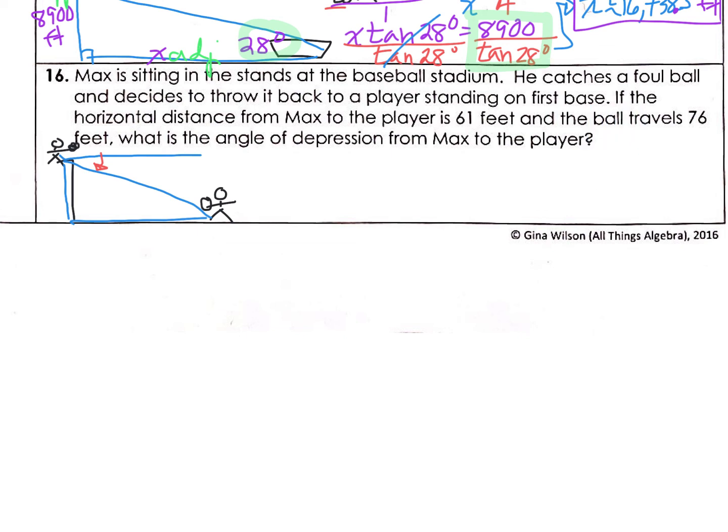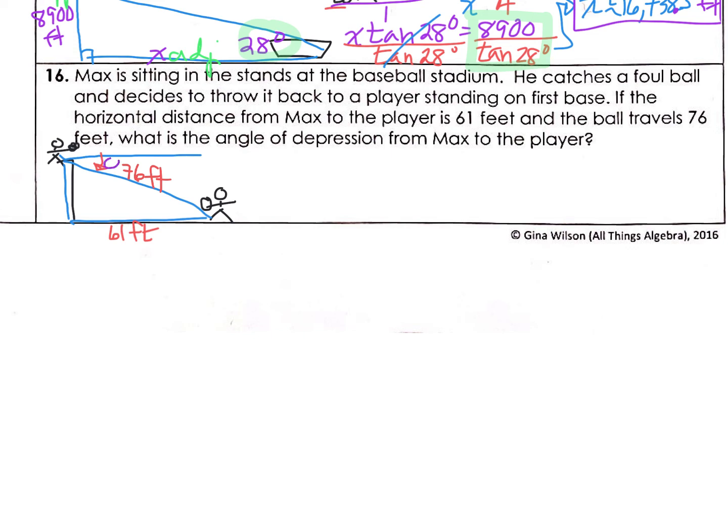All right, so he catches a foul ball and decides to throw it back to a player standing on first base. If the horizontal distance from Max to the player is 61 feet, so this is 61 feet, and the ball travels 76 feet. Well, he's throwing the ball in this direction. So this is the path that the ball travels. So that path is 76 feet. What is the angle of depression from Max to the player?